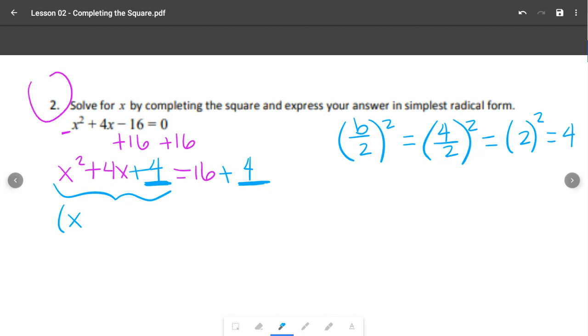So the left side now can factor as x plus 2, x plus 2, which, rewriting it, this is called completing the square, is x plus 2 squared.